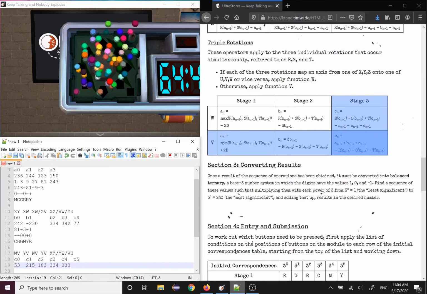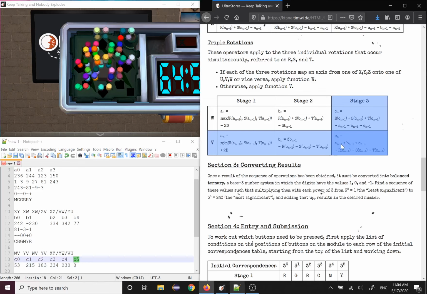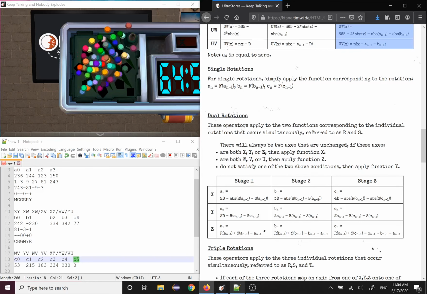Oh, and a note, so you see that it is n minus 1 here, and we are on C5, which means that n minus 1 is equal to 4. Now A4 we do not have, so we have to use this note here, A4 is equal to 0.